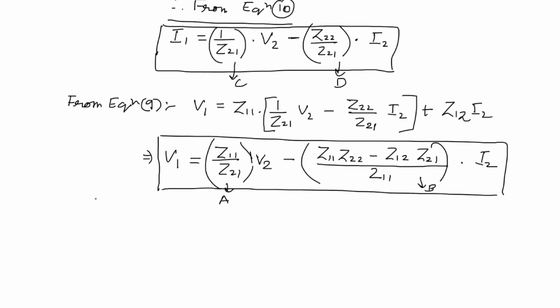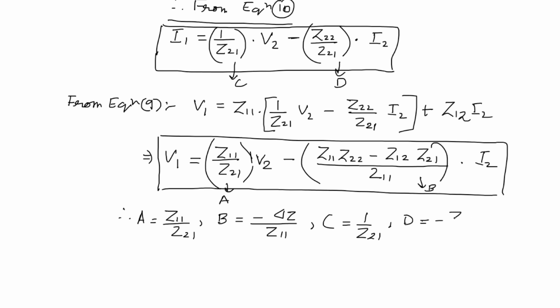So if you compare, first you will get A is equal to Z11 by Z21. B is equal to minus delta Z by Z21. C is equal to 1 by Z21. And we have finally D is equal to minus Z22 by Z21. So this is the final representation of T parameters in terms of Z parameters.